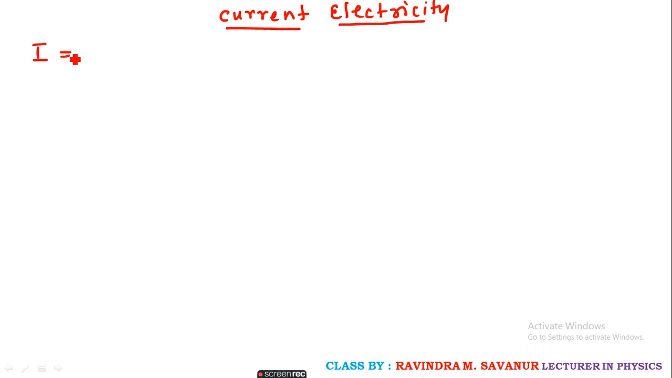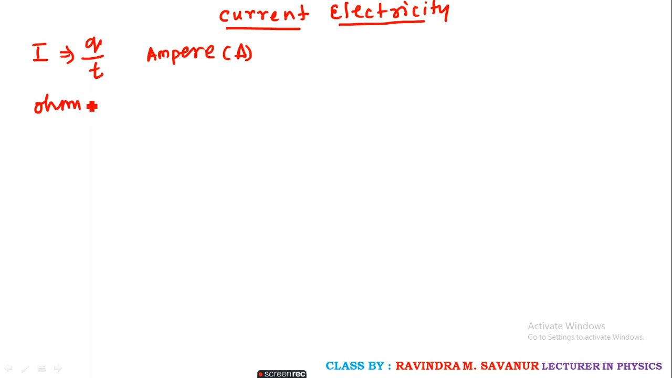I equals charge per unit time. The definition of current is charge flowing per unit time, and its unit is given by the Ampere, symbolically capital A.